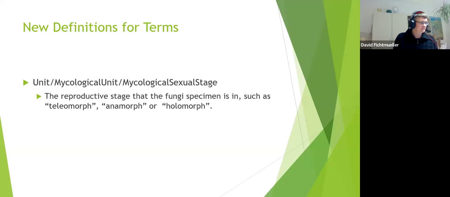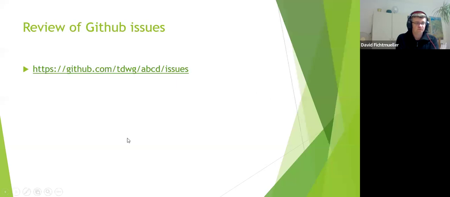Okay. So yeah, those are the seven new definitions that we need to add. If there are no other comments or remarks, then I think we can go on with the next part: the review of the GitHub issues.